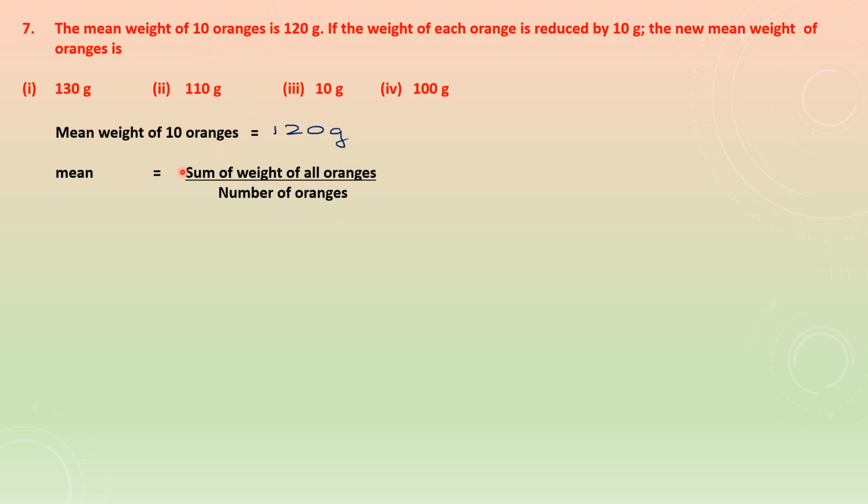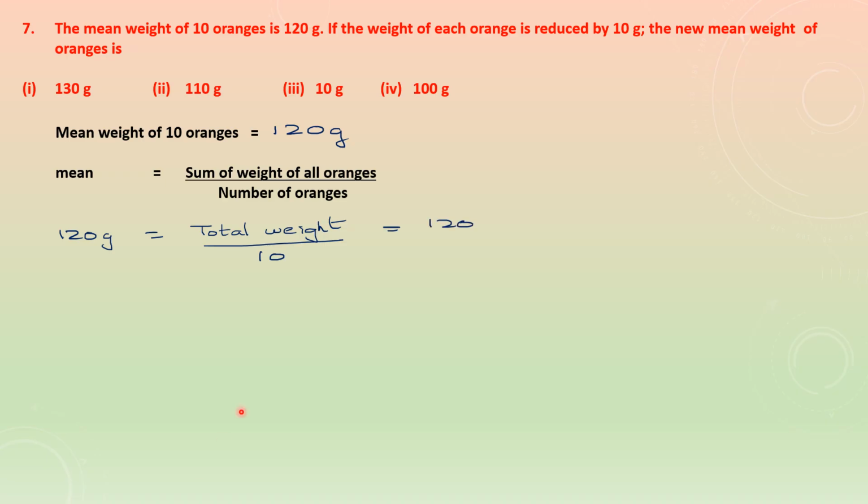This is what we're going to find out, the total weight of the oranges or sum of weight of all the oranges. So here let's do this. Mean is given to us, that is 120 grams, and that is equal to sum of the weight of all oranges. So let me write that as total weight by the number of oranges, and that is 10.